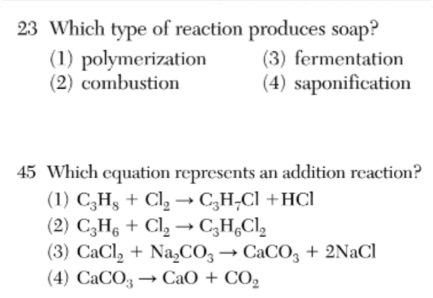Which type of reaction produces soap? Saponification, of course. And which equation represents an addition reaction? Well, we should remember that addition is happening to unsaturated hydrocarbons. So this reaction over here that has two reactants and one product, where chlorine became part of the newly formed molecule, is the reaction of addition. Reaction number 1 is actually a reaction of substitution.